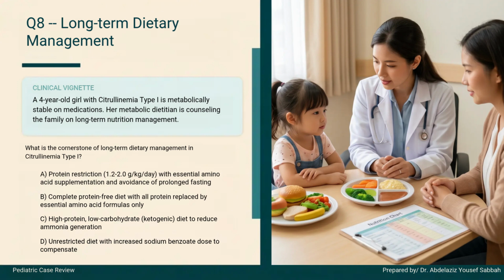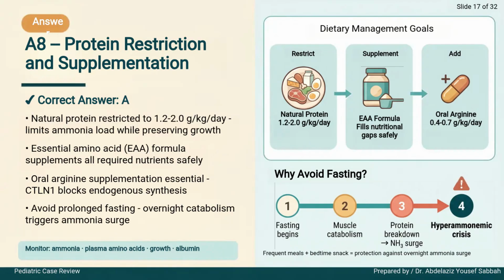of prolonged fasting. Option B, a complete protein-free diet, with all protein replaced by essential amino acid formulas only. Option C, a high-protein, low-carbohydrate ketogenic diet to reduce ammonia generation. Option D, an unrestricted diet with an increased sodium benzoate dose to compensate. The correct answer is option A, protein restriction with supplementation. Natural protein is restricted to roughly 1.2 to 2 grams per kilogram per day.